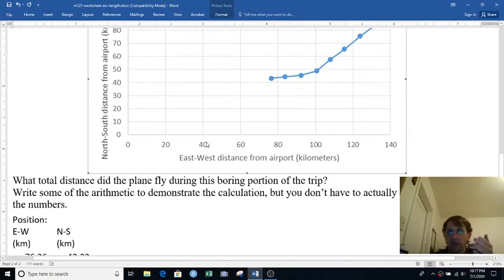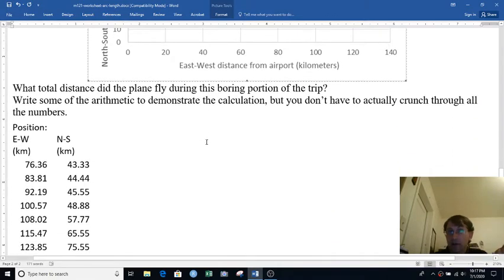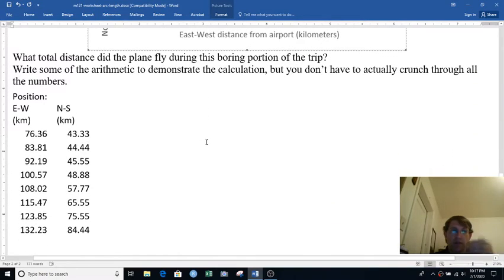You don't actually have to crunch all the numbers. If you really wanted to do it in a spreadsheet, I suppose you would. I wouldn't object. And then also think about what assumptions we are making in doing these calculations, and do you think those assumptions are reasonable or are they unreasonable? So pause the video and work on that. I'm going to switch to paper and pencil.